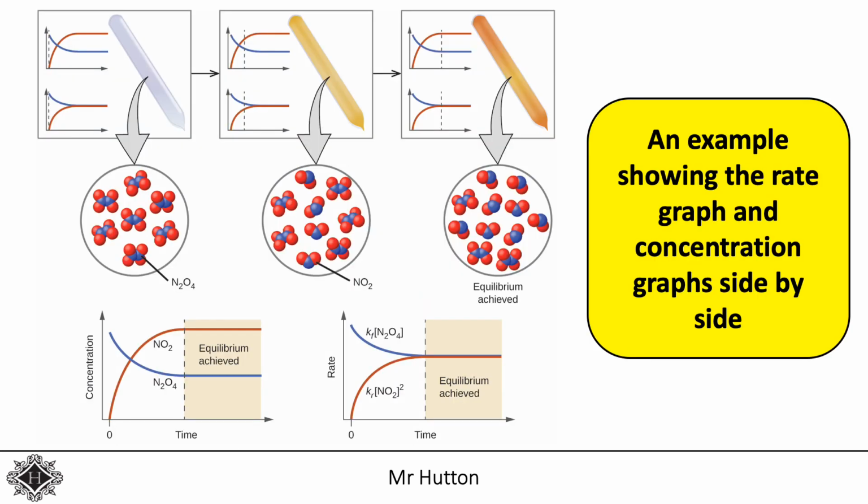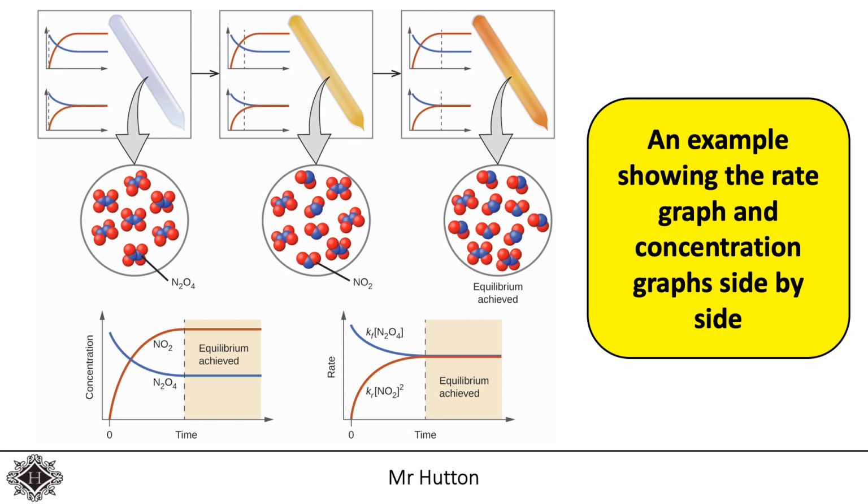Right, another example here. We've got an example to show at the bottom there. So on the left hand side, you've got the concentration graph and time, and then on the right hand side you've got the rate graph and time. And whilst it's a bit more complicated than usual, the square brackets around N2O4, that just means the concentration, and the brackets around NO2, that's just the concentration.